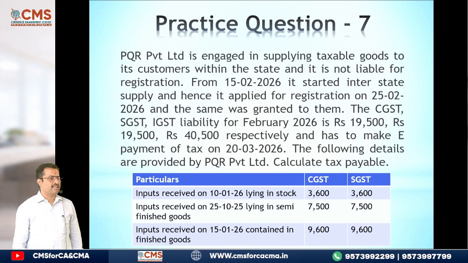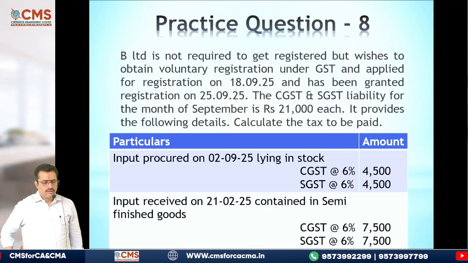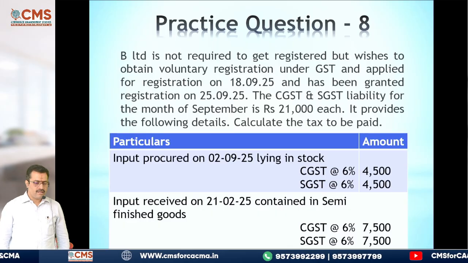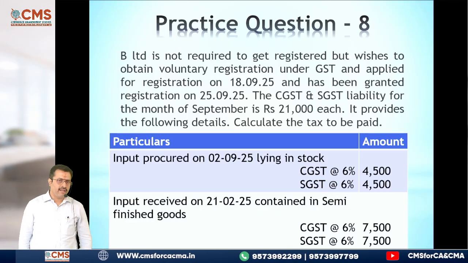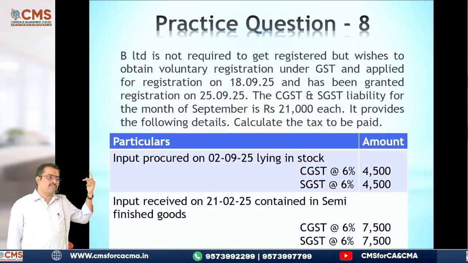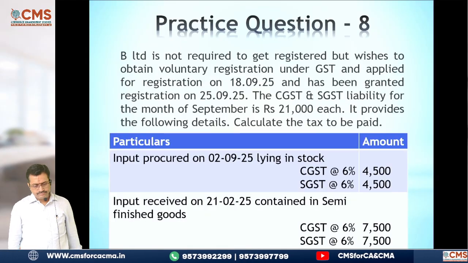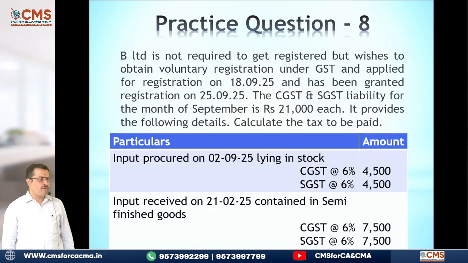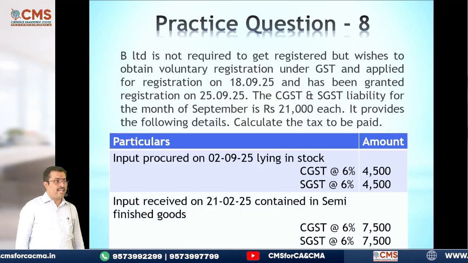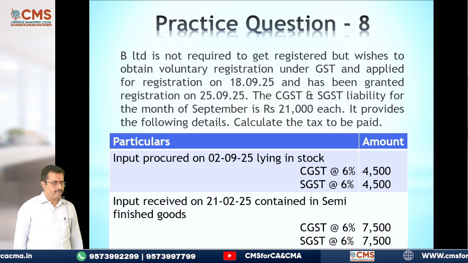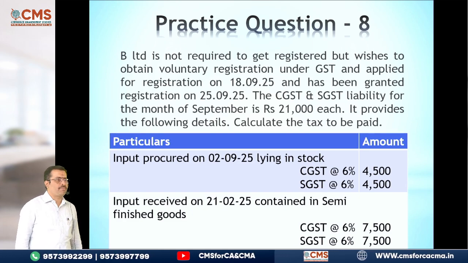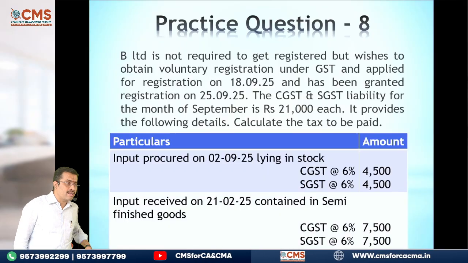Right? Then let's practice one more question. B Limited is not required to get itself registered but wishes to obtain voluntary registration. He is only telling. So for voluntary registration, our Section 18(1) clause (b) provision will come into picture. Under GST and applied for registration on 18th September 2025. They applied, the company. And has been granted registration on 25th September 2025. So they got the registration only on 25th.